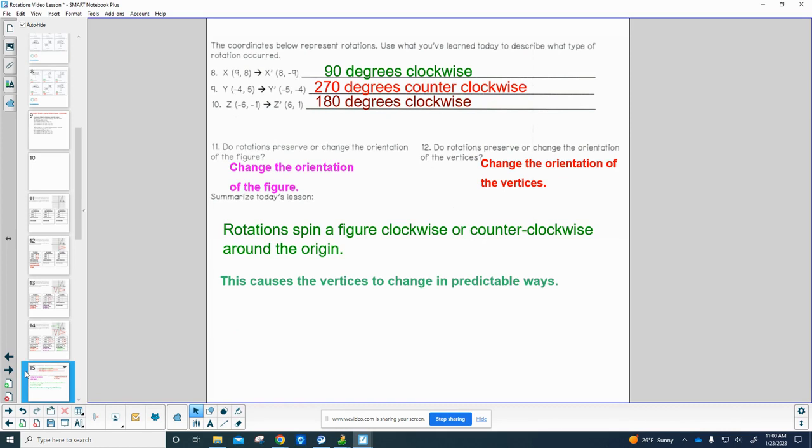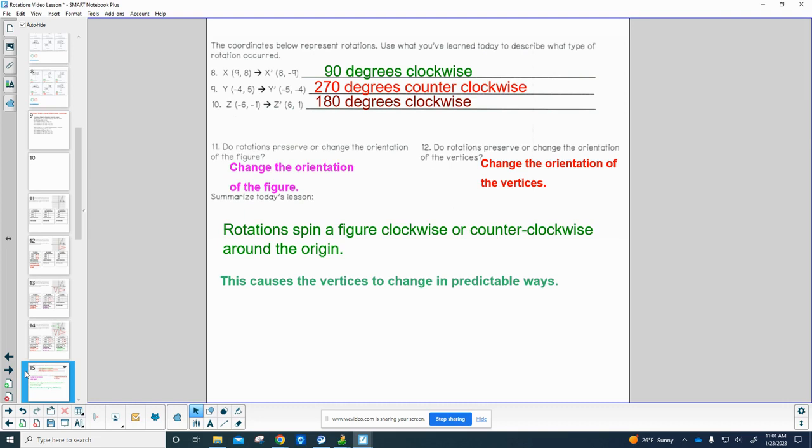The coordinates below represent rotations. Use what you've learned today to describe what type of rotation occurred. So in number 8, the rotation that occurred was a 90 degrees clockwise rotation. And number 9, to go from (-4, 5) to (-5, -4), that would be a 270 degrees counterclockwise rotation. To go from (-6, -1) to (6, 1), that would be a 180 degrees clockwise rotation.